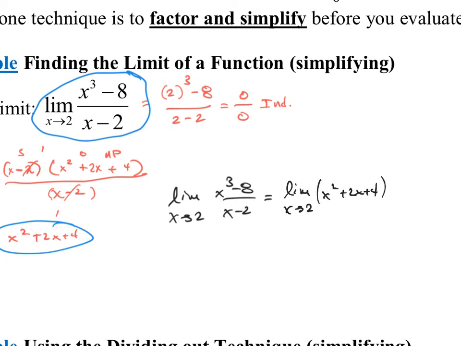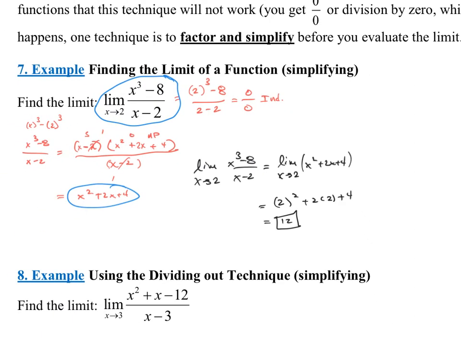Well, now that's a polynomial function, and we can just plug in the number 2. So that'd be 2 squared plus 2 times 2 plus 4. Put that into your calculator. I'm getting a value of 12. Notice it's not undefined anymore. So if we tried to do it the original way, we got undefined, indeterminate form. We factored and simplified and then evaluated the limit. Now we got the number 12. What's really important here, I want to make sure you do not miss writing this step down on your paper.